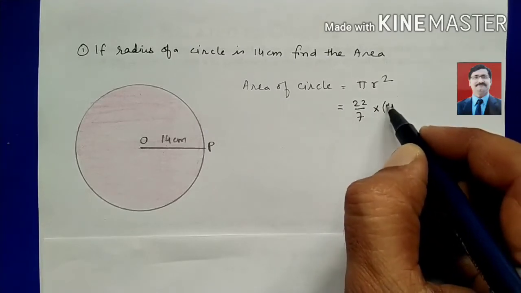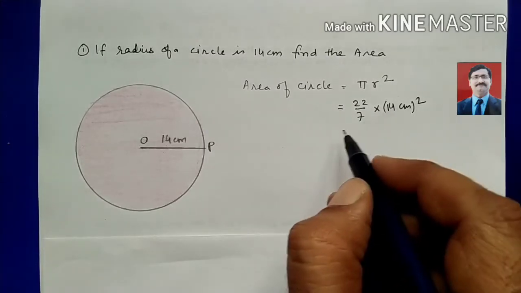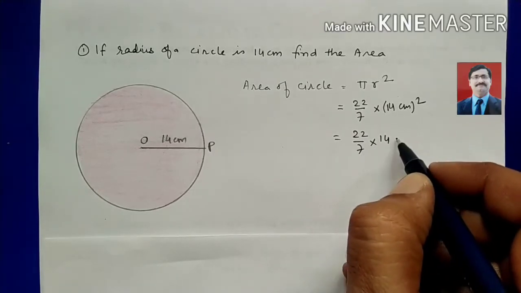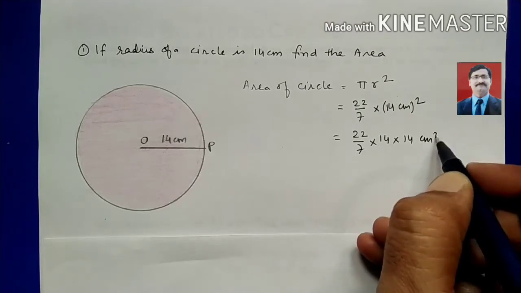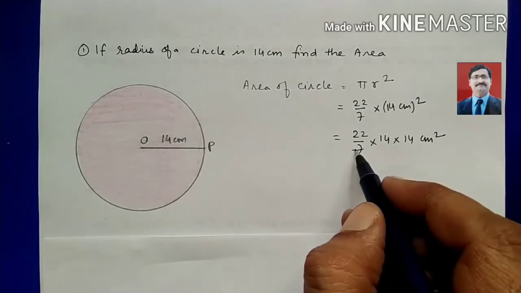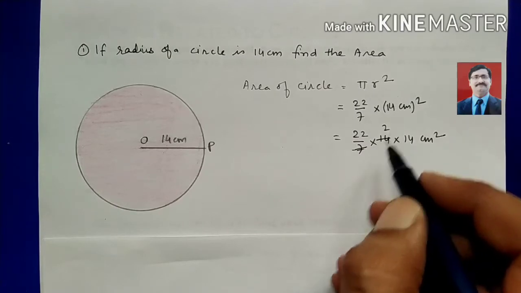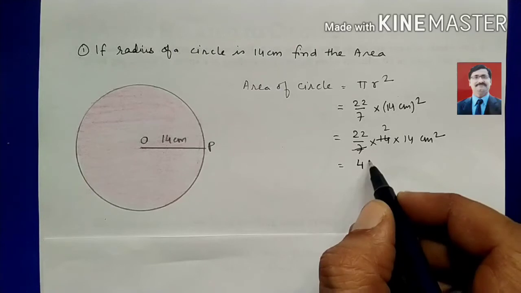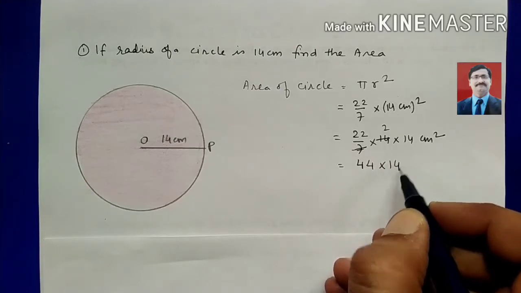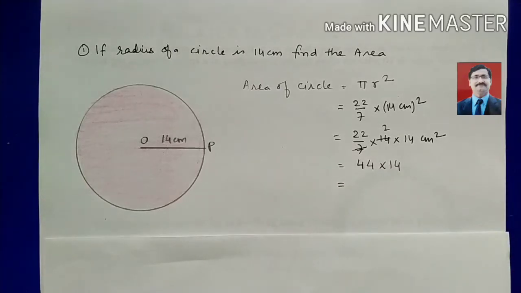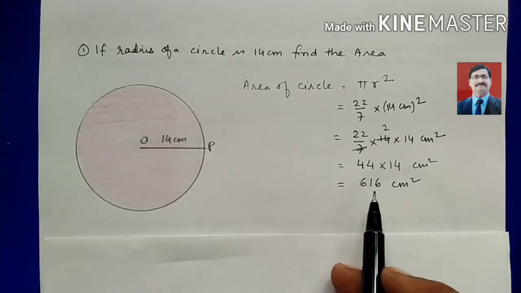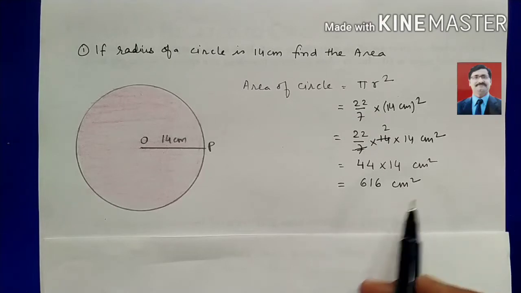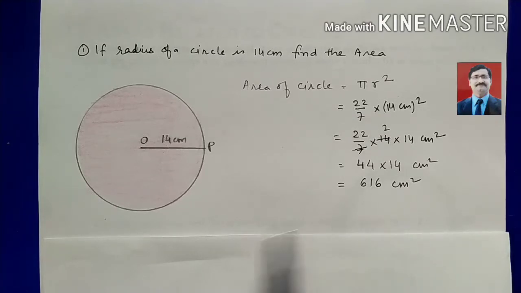So 14 centimeter whole square we can write. Now 22 by 7, and 14 whole square means 14 into 14 centimeter square. Here 7 and 14 we can cancel, 7 twos are 14. Then 22 times 2 is 44, and into 14. When we multiply these, we get 616 centimeter square. This is the area of the circle.